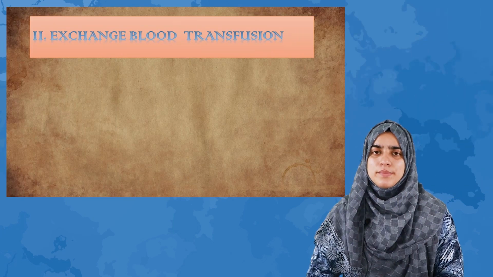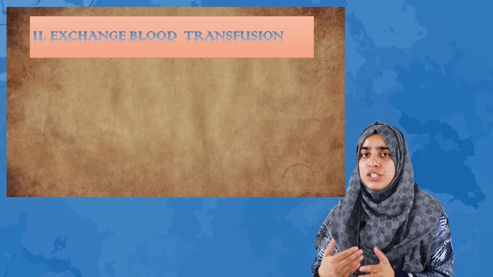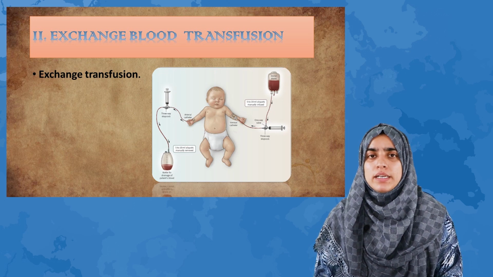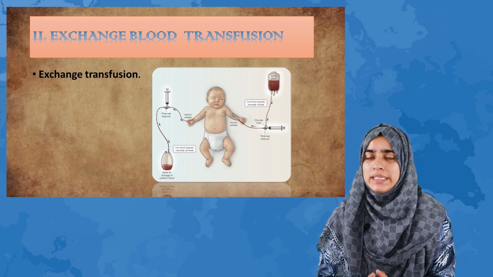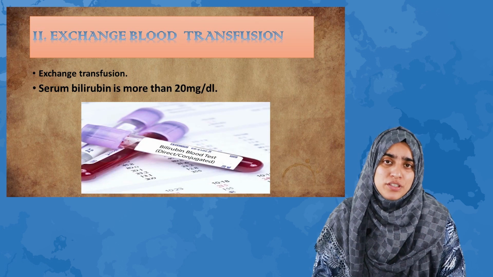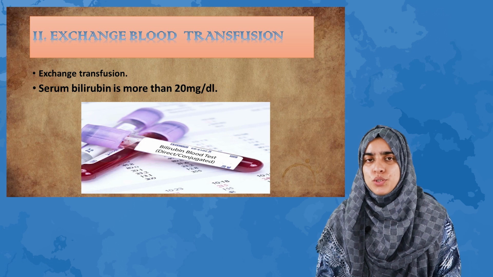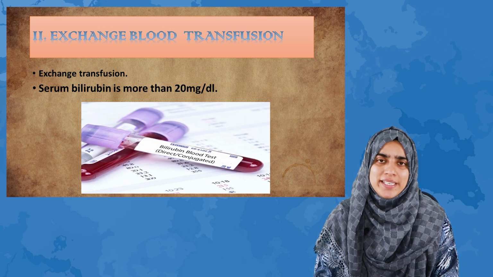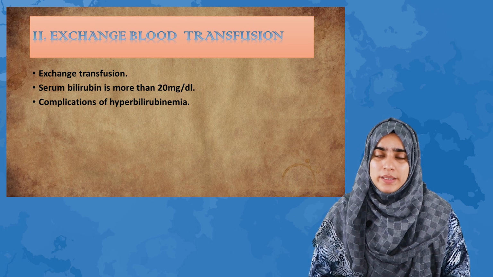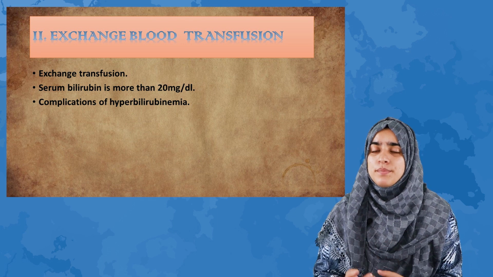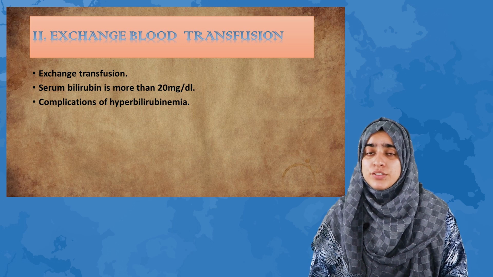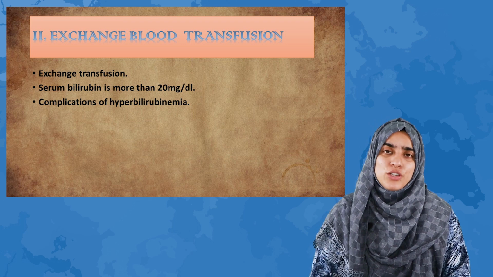Then the third thing comes, that is the exchange blood transfusion. Bilirubin can be removed from the blood most rapidly by the exchange of the blood. This exchange transfusion is usually done when the serum bilirubin is more than 20 mg per deciliter. This transfusion is also to be done when there is a serious complication seen of this hyperbilirubinemia, and it is rarely seen in the physiological jaundice cases.